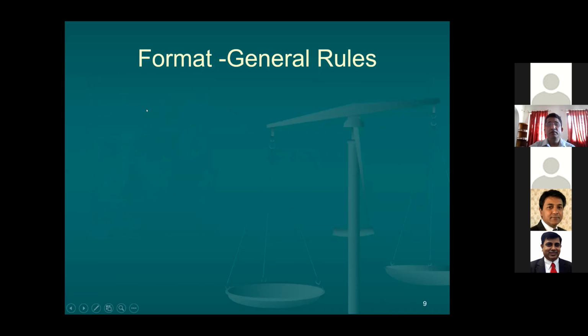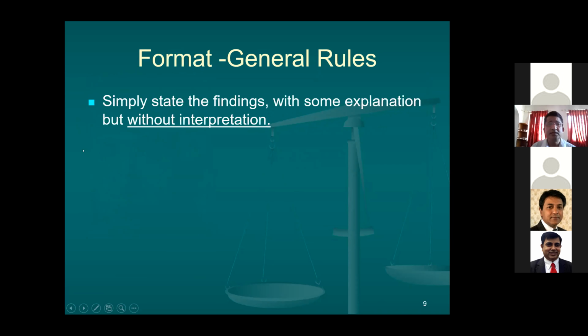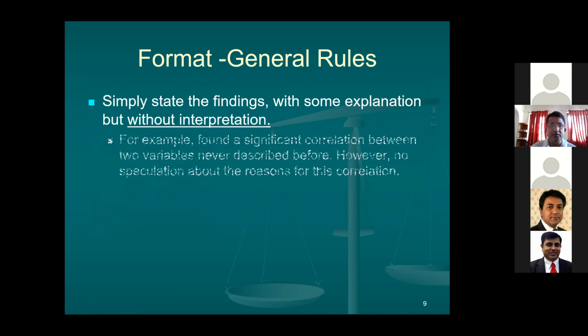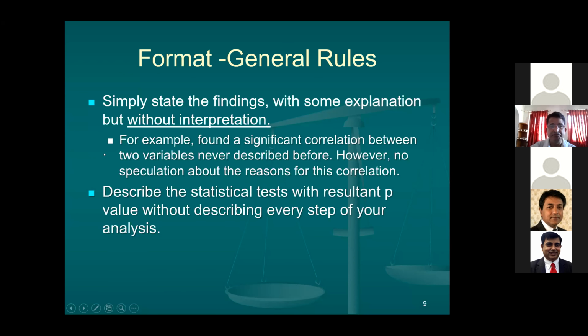So what is the general formatting rule of a result section? First, simply state the findings with some explanation, but without interpretation. This is where I want to emphasize. An early stage researcher usually writes the result and at the same time tries to interpret the finding. For example, when we found a significant correlation between two variables never described before, we just state that, but we do not speculate about the reason for this correlation. That is left for the discussion part.